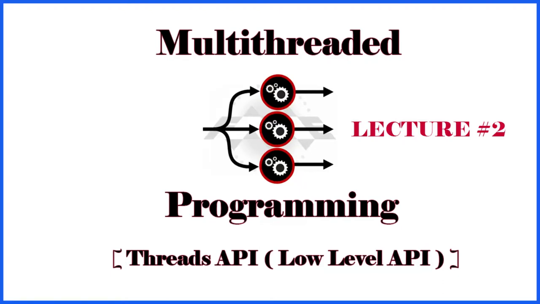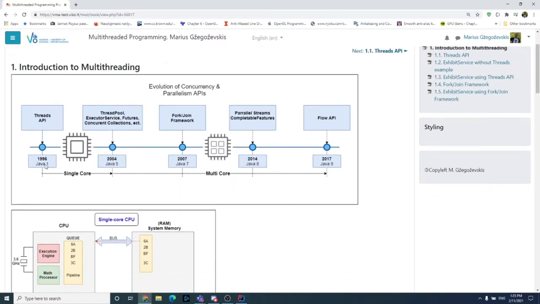Today we look a bit at the Threads API and how it looks in Java. If you're using C Sharp, the Threads API also exists, and it was introduced in 1996. It's a really old low-level API, and it's already used in some frameworks or libraries, so you will find threads in some programs nowadays too.